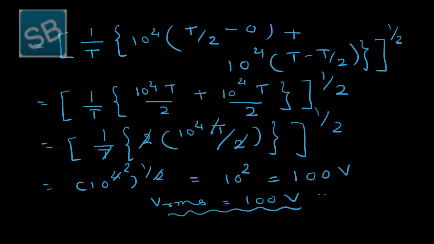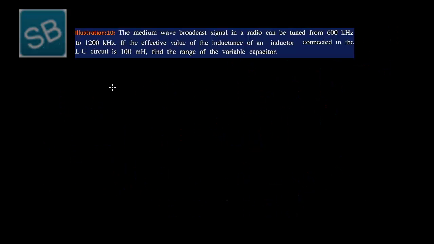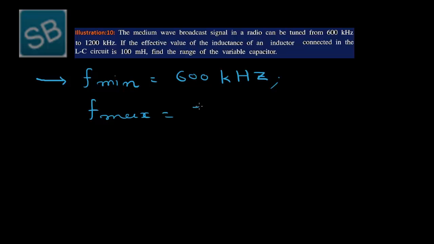Now we will switch on to the illustration number 10. And after that we will see the other type of theories. Illustration number 10. The medium wave broadcast signal in a radio can be tuned from 600 kHz to 1200 kHz. So here the range of frequency is given to us, in which the minimum frequency is 600 kHz and the maximum frequency is 1200 kHz.